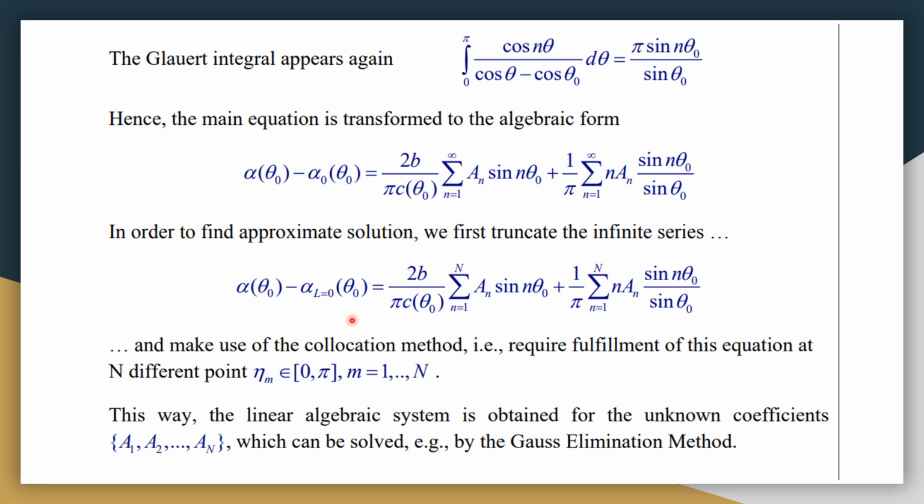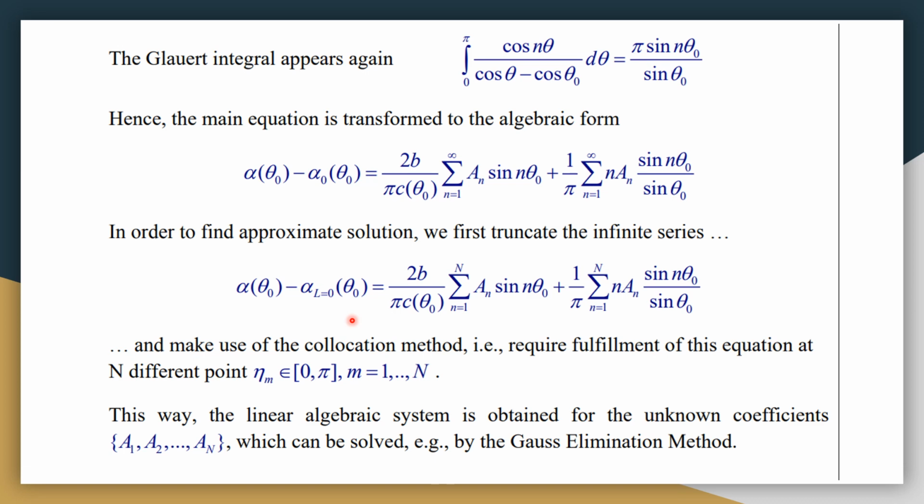Hence, theta naught is specified in terms of b, c theta naught, and alpha L equal to 0 theta naught, which are known as the quantitative form of the geometry and the airfoil section of the finite wing. The only unknowns in the equation are a n. Hence, the equation at a given span-wise location is an algebraic equation with N unknowns.